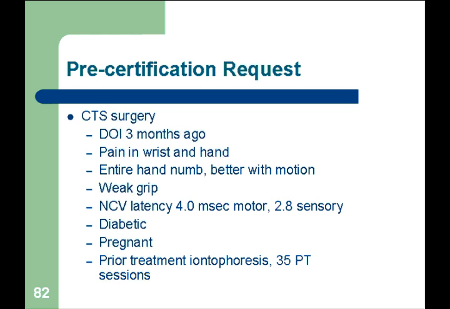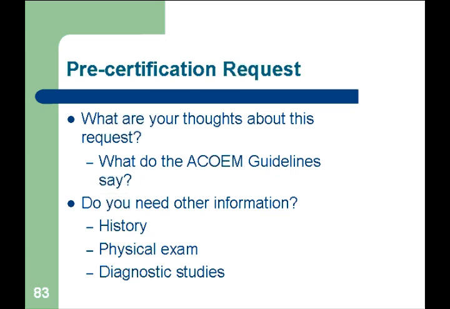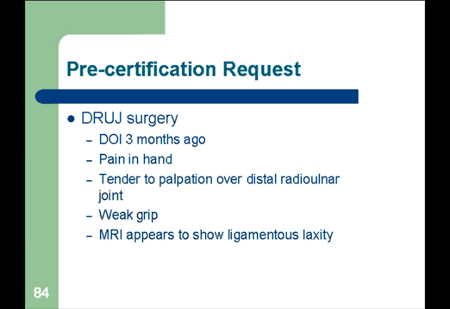How about at 3 months post? Still having pain in the wrist, entire thumb numb, better with motion, weak grip strength, nerve conduction studies were done. Patient's diabetic, she's pregnant. Her OB/GYN physician did okay her for a carpal tunnel surgery outpatient basis under local, and she's had 35 physical therapy visits. Are you likely to tell her if she needs more therapy visits prior to authorizing her surgery? What would the guide say at this point with regard to the process? And again, we'll get to the question.